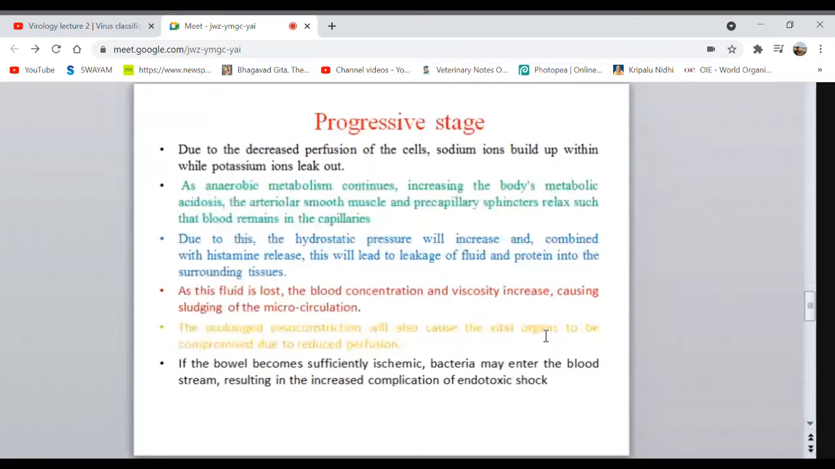Now, moving to the progressive stage. Due to the decreased perfusion of the cells, low perfusion of the cells, the sodium ions tend to build up within the cells.